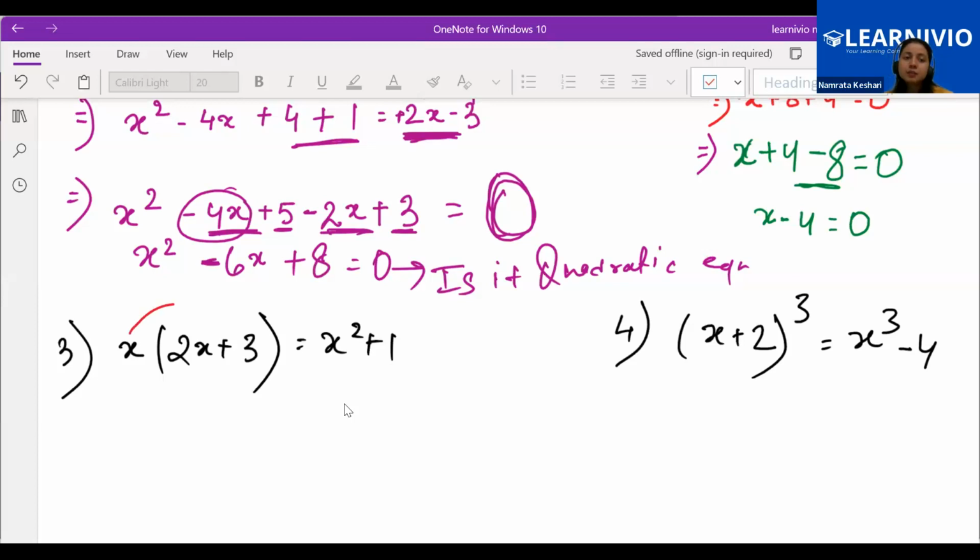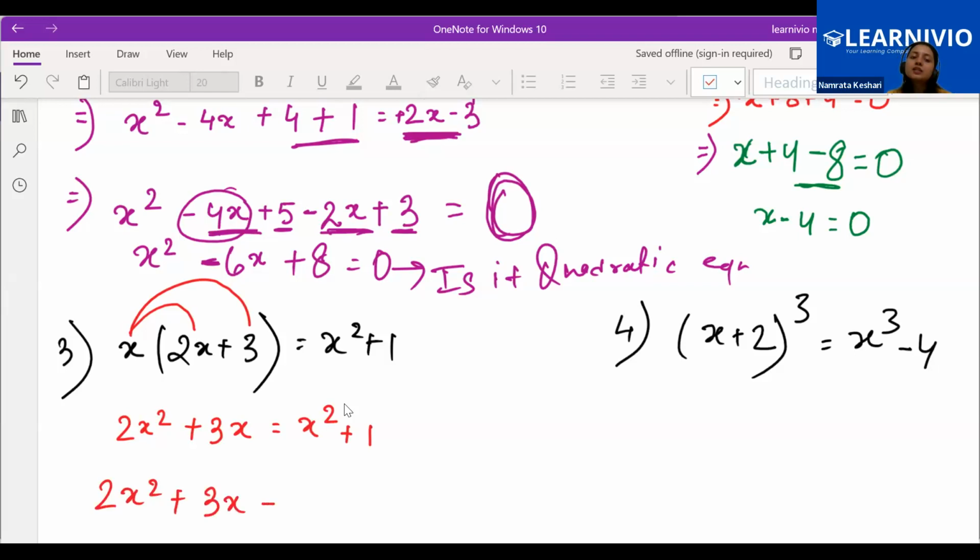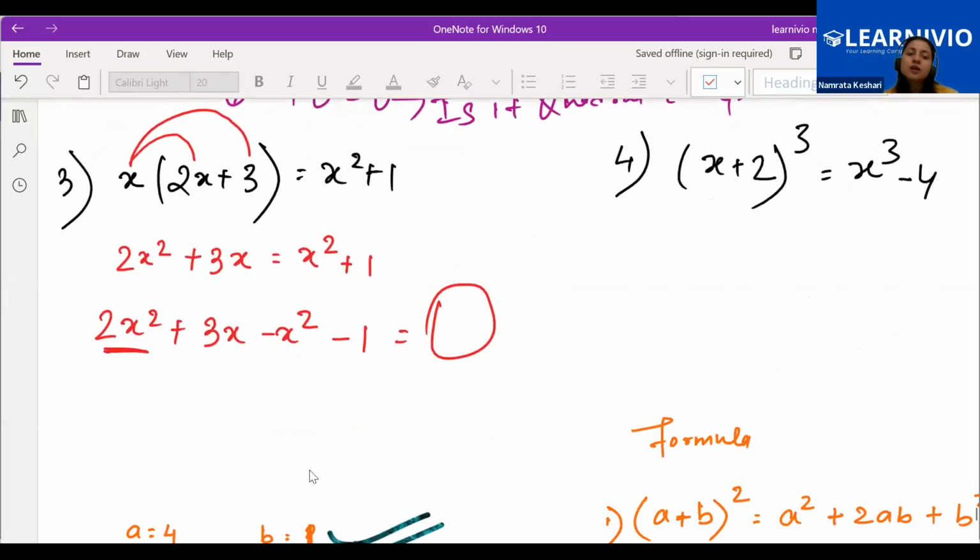Let's check it. We will multiply x with the first term, 2x square. We will multiply x with the second term, plus 3x, is equals to x square plus 1. We will transfer everything on one side. We will have 2x square plus 3x minus x square minus 1 equals to 0. Okay. 2x square minus x square is just x square. 3x will be plus 3x because there is no other x, and minus 1 will be minus 1 is equals to 0.